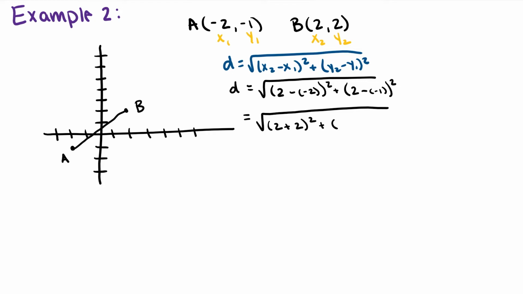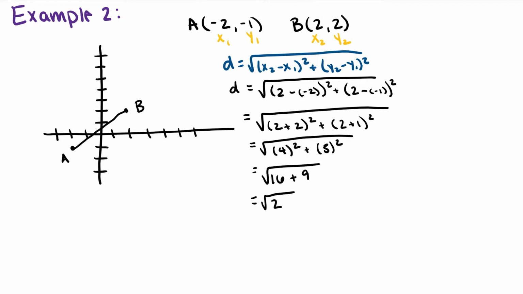Solving this gives us the square root of (2 plus 2) squared plus (2 plus 1) squared, which is the square root of 4 squared plus 3 squared, the square root of 16 plus 9, which is the square root of 25, and this is equal to 5. So the distance of this line is 5.